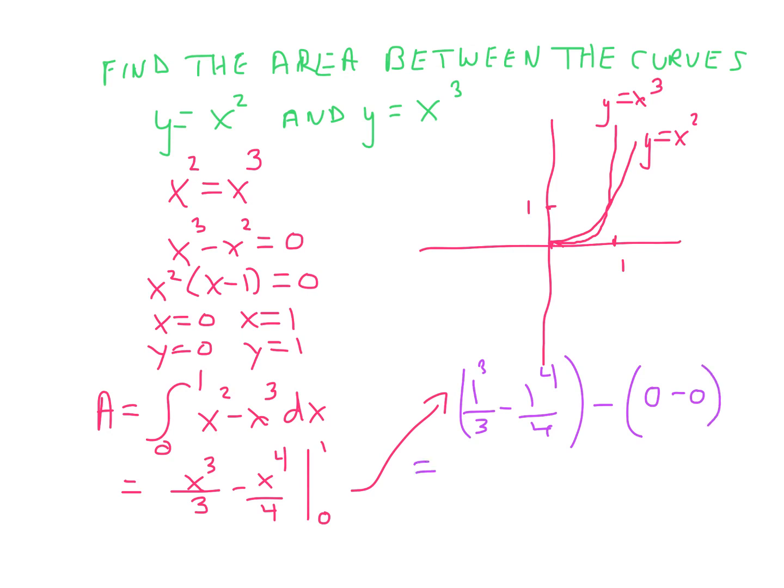So if I have 1 cubed over 3, that's the same as 1/3. I have 1 to the 4th over 4, that's the same as 1/4. So using 12ths as our common denominator, we end up with 1 over 12 for the area between these two curves.